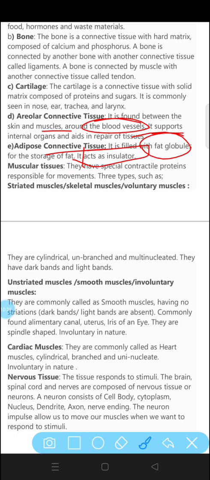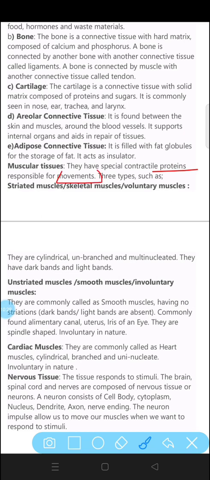Next is muscular tissue. Muscular tissue has special contractile proteins responsible for movement. Contractile proteins help in the contraction and relaxation of muscles. So it is also of three types. First one is striated muscles, skeletal muscles, or voluntary muscles.